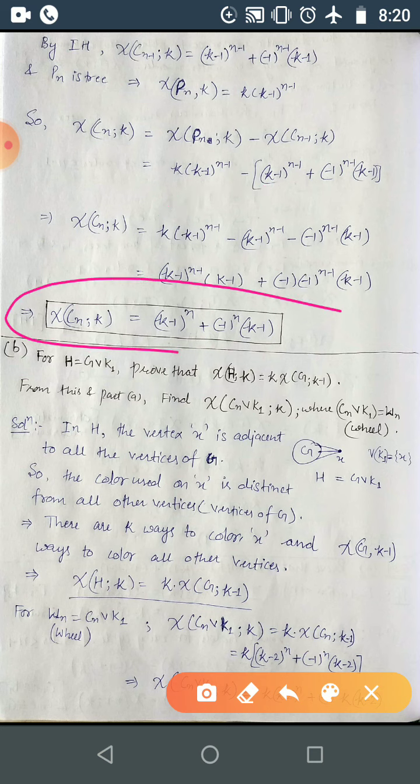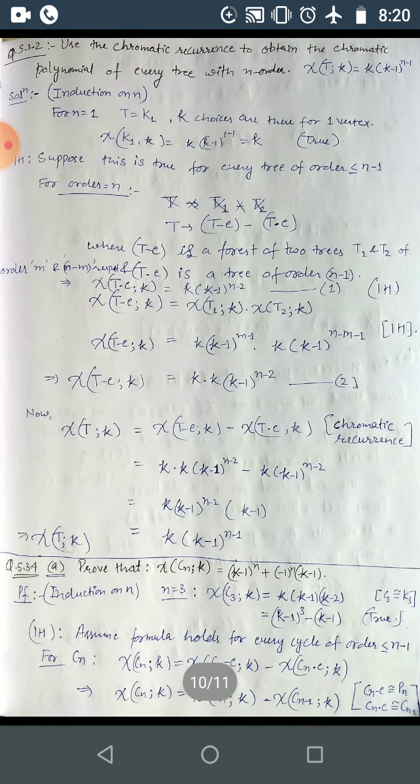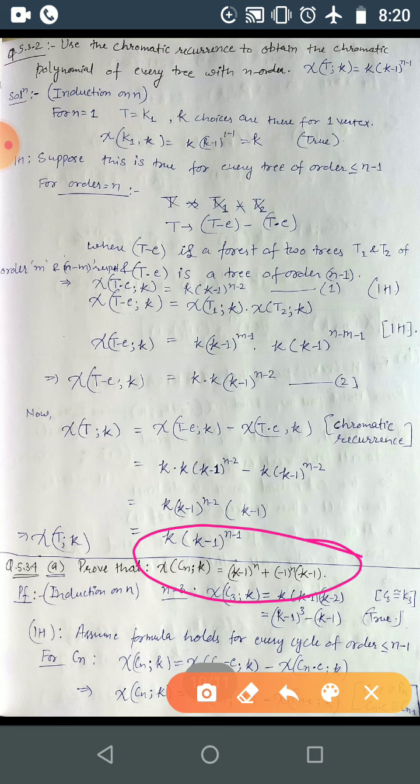So here we got the result by using induction hypothesis, correct, and chromatic recurrence. So this is the result. So you can remember now. So what else you can remember?